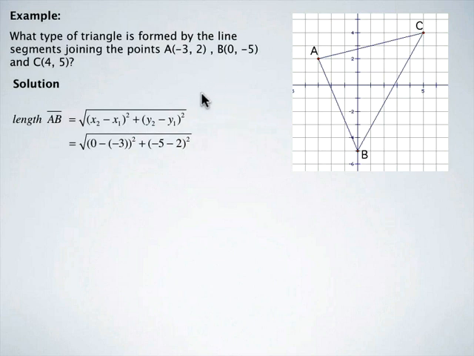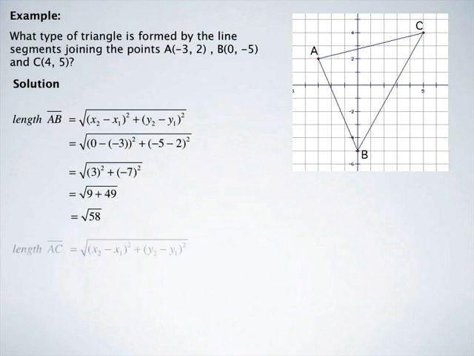Substitute in our values from above. So x2 is 0, x1 is negative 3. y2 is negative 5, subtract y1 is 2. Simplifying this result, 0 subtract negative 3 is 3, negative 5 subtract 2 is negative 7. Squaring under the root sign, 3 squared is 9, plus negative 7 squared is 49. This gives us an answer of the root of 58.